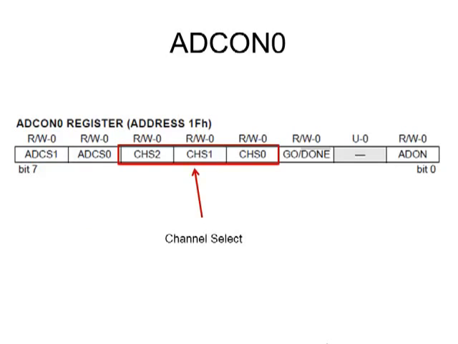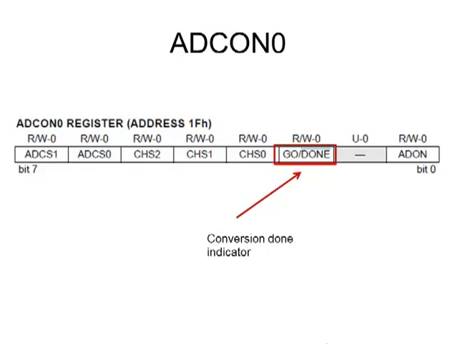Okay, these 3 bits are our channel select. I talked about those before. We have 8 possible analog channels that we can read, so these 3 bits tell us which one we're looking at. This one is called the go done bit, and it actually serves 2 purposes. We control that. We can pull it high to tell it that we want the A to D to start a conversion. So when this bit goes from 0 to 1, it makes a low to high transition, then we're telling it, I want you to start a conversion.